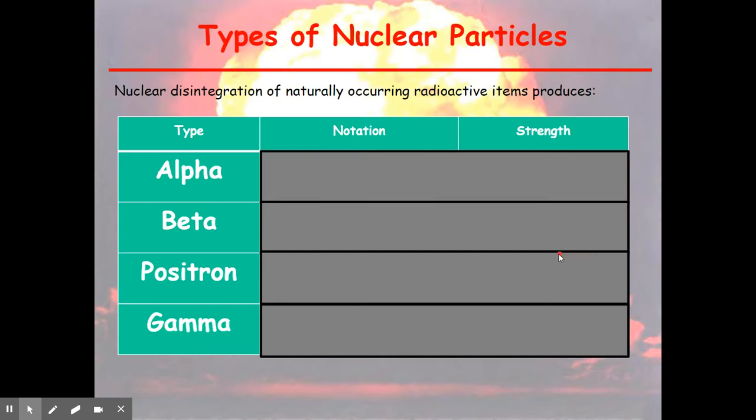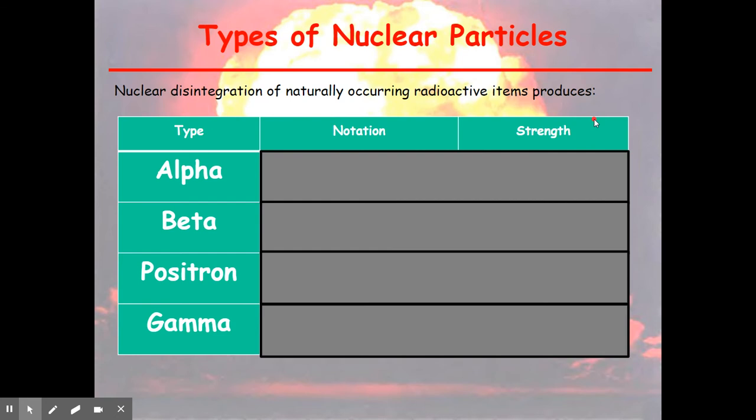Okay, types of nuclear particles. You may or may not have heard of these things before. Nuclear particles have Greek origin names, so we're going to talk about alpha, betas, positrons, and gammas. It probably would be helpful for you to have your reference tables out. It's table O that has the particles that we deal with, and then there's another table of radioisotopes that we'll deal with another day. But there's a notation, and then we're going to talk about strength. And what I mean by strength is what it will go through.